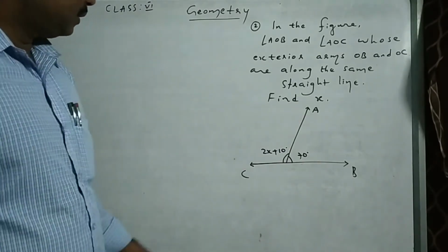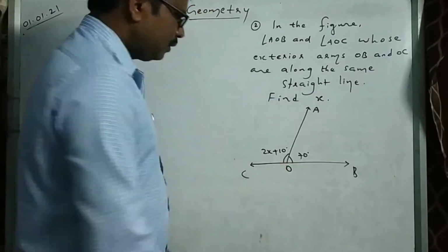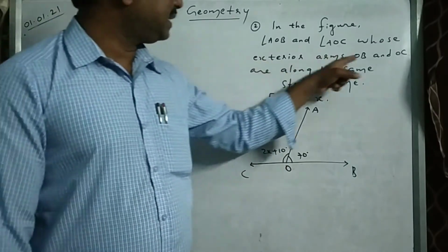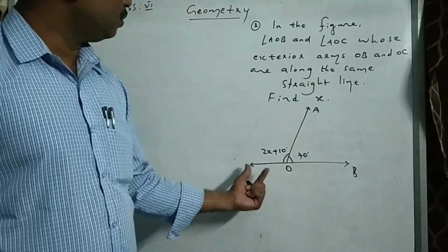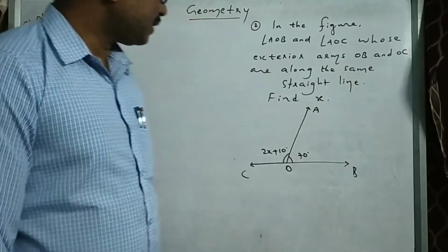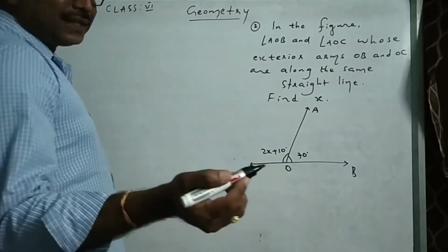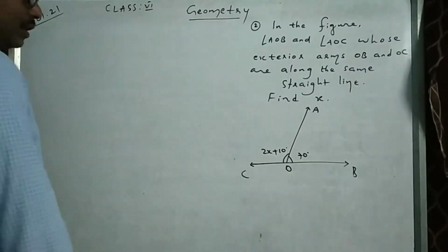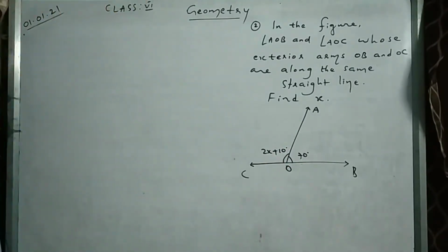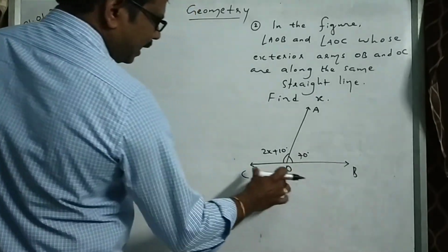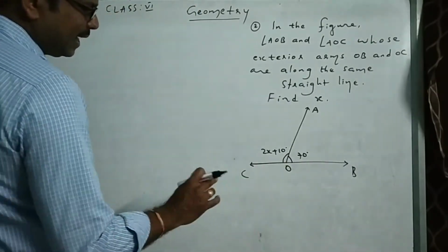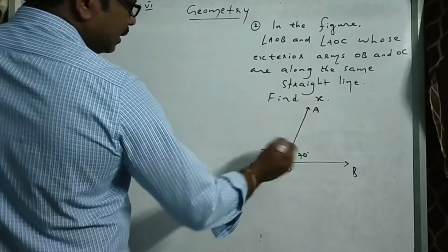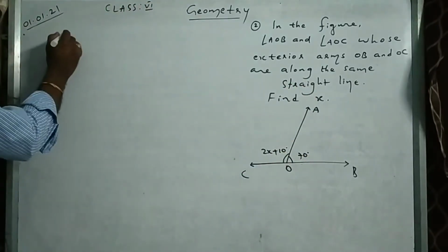In the figure, angle AOB and angle AOC, whose exterior arms OB and OC are along the same straight line. Just as I told you in the previous problem, they form adjacent angles. How do you say that they form adjacent angles? Because OB and OC are two opposite rays. They have a common ray, OA. So we say that they are adjacent angles.